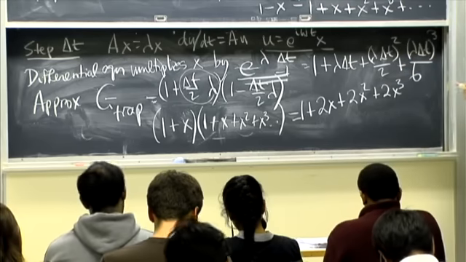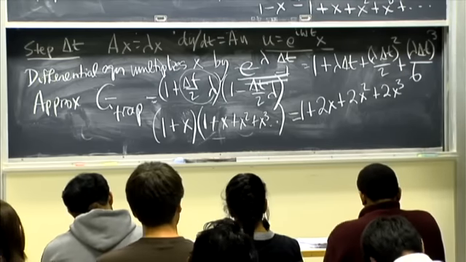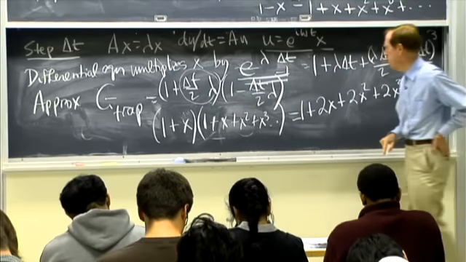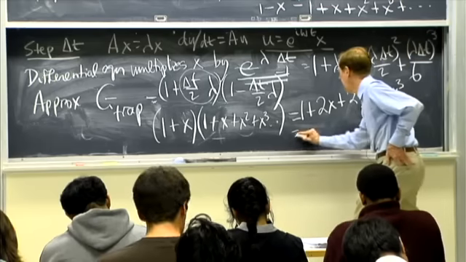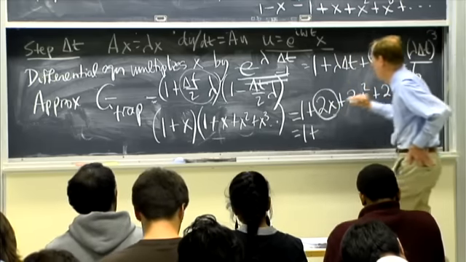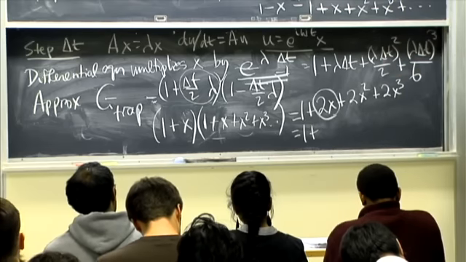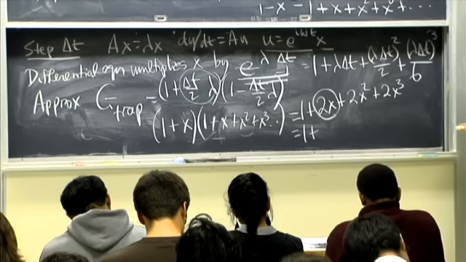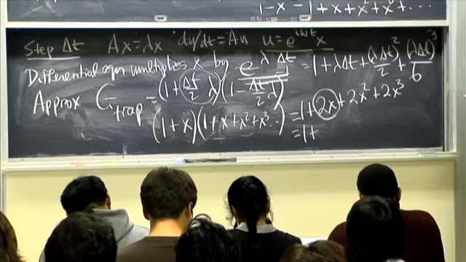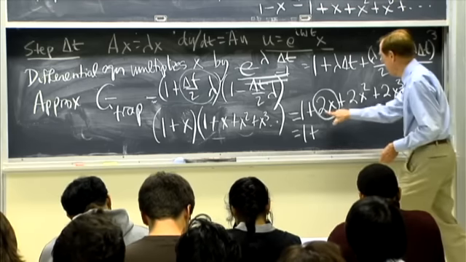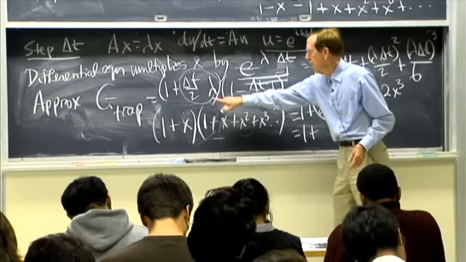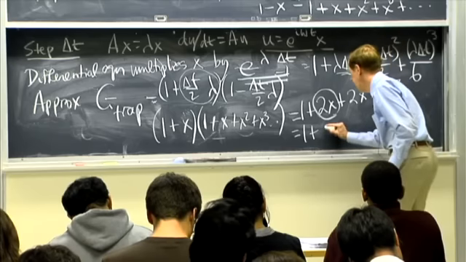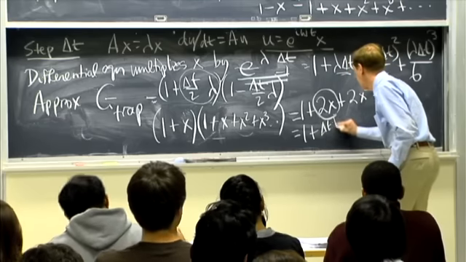Now I'm ready. What am I ready for? I'm ready to say what x is. X is this delta t over 2 lambda. So what have I got here? 1. What is this guy now? 2 x's is delta t lambda. Is this good? Yes, right? We're pleased because the two of these is delta t lambda, and that's what we wanted to match. Absolutely, delta t lambda or lambda delta t.